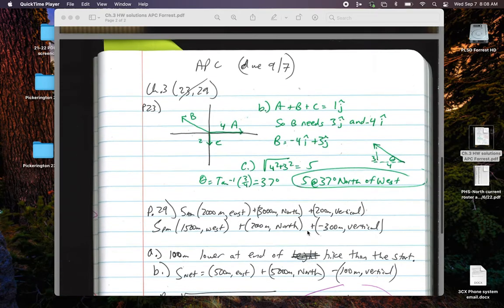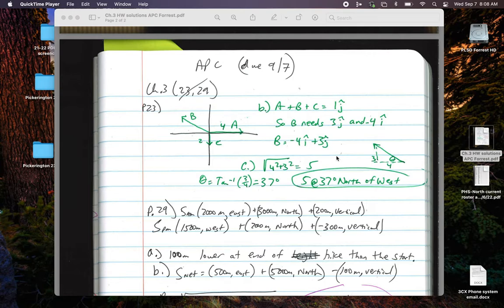Okay. Problem 23. It gave you these 2 vectors, told you that A plus B plus C was equal to 1j hat, and that was it. And you need to figure out what B was. So A was 4i hat. And since there's no i hat in the resultant, B needs to be negative 4i hat. C was negative 2j hat, and since the resultant is 1j hat, B needs to be positive 3j hat. So I get that B is negative 4i hat plus 3j hat.